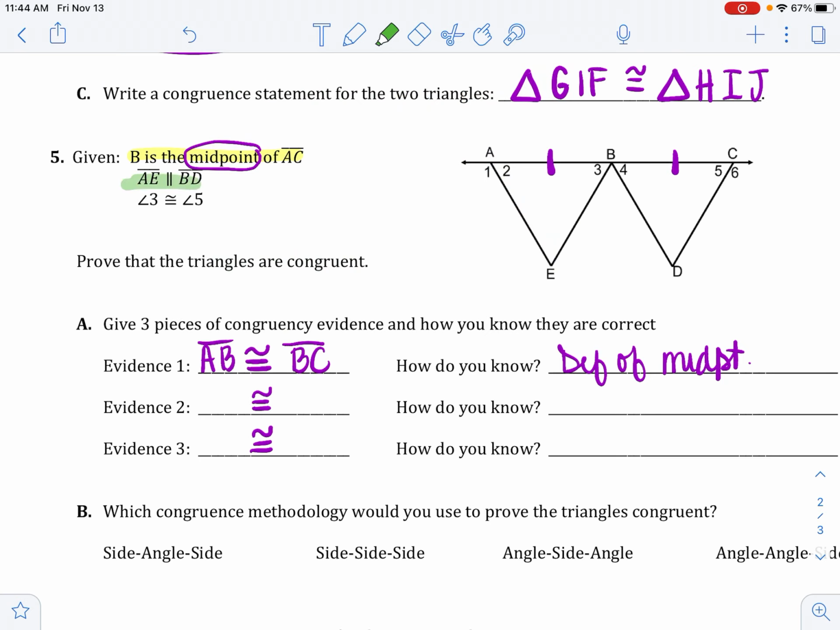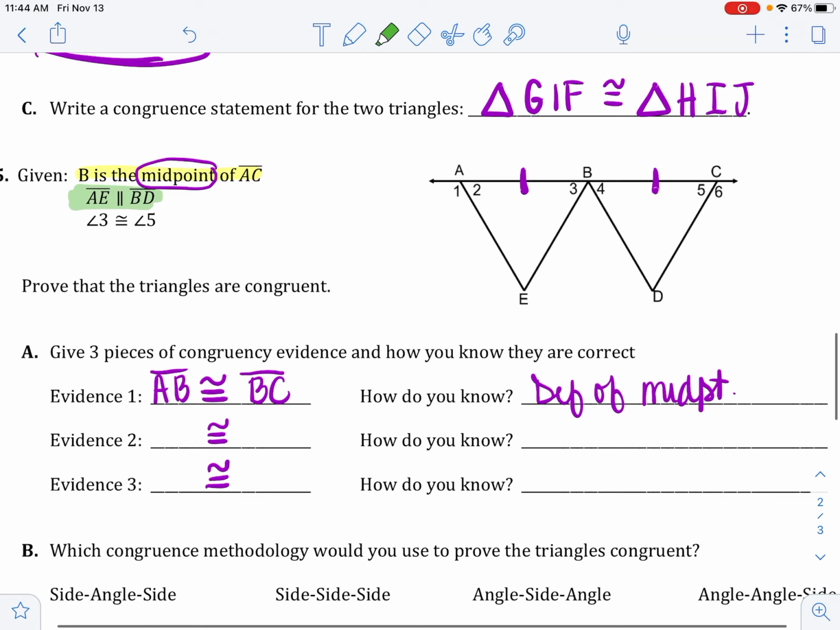I'm going to go to my next piece of given, and I see that I have parallel lines. That does not say congruent, so please don't write AE is congruent to BD. AE is not congruent to BD. What I'm going to do instead is I'm going to highlight AE and BD. Those are my parallel lines. Now I'm going to highlight a transversal.